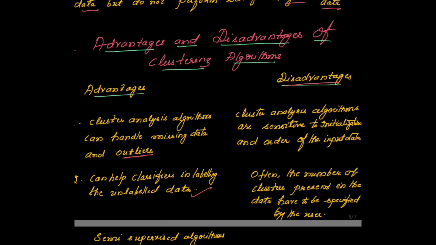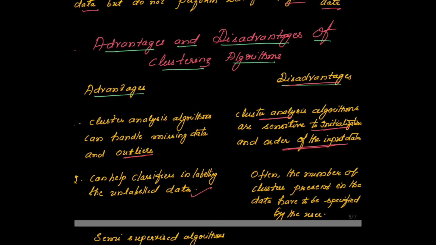What about the disadvantages? The first disadvantage: cluster analysis algorithms are sensitive to initialization and order of the input data. What do you mean by this? See, some clustering algorithms, for example k-means clustering, start by picking random initial cluster centers, or you can call them centroids. So randomly it selects the initial cluster centers, and depending on these random starting points, the final clusters might be very different. Suppose you run the k-means algorithm twice on the same data but with different starting points, you might get different clusters. That is one disadvantage.